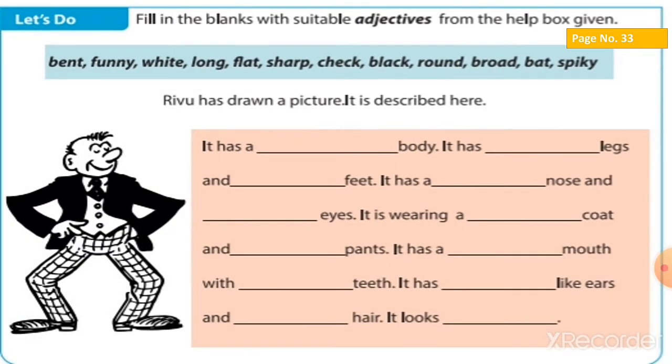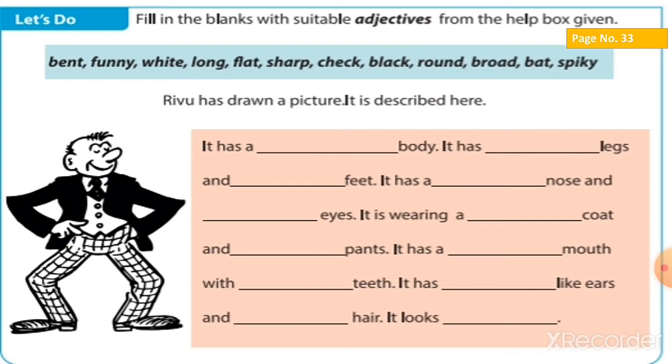Now the next exercise, that is also on page number 33. Fill in the blanks with suitable adjectives from the help box given. Now we will read the hints: bent, funny, white, long, flat, sharp, check, black, round, broad, bat, spiky.